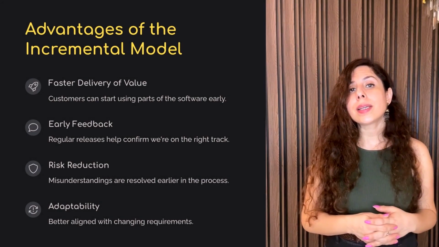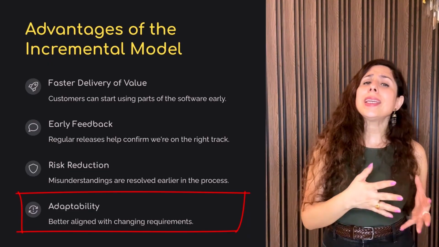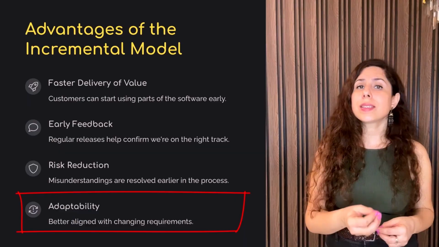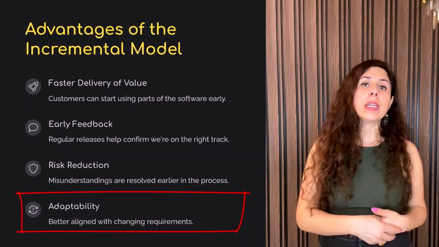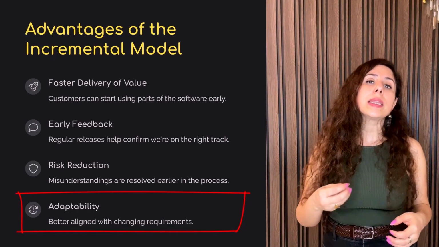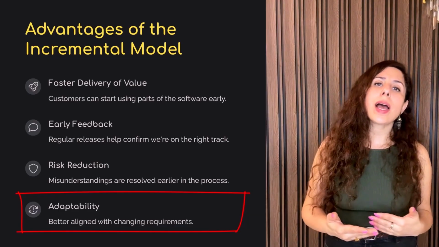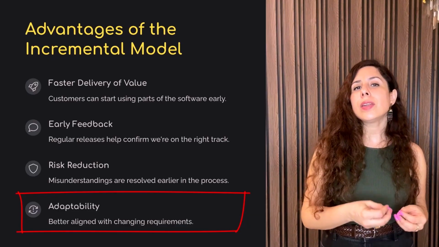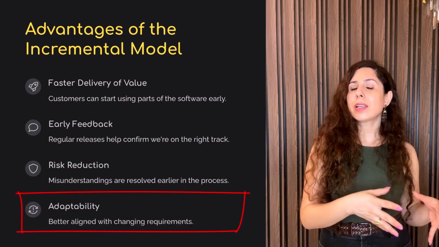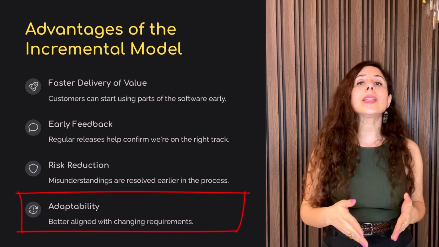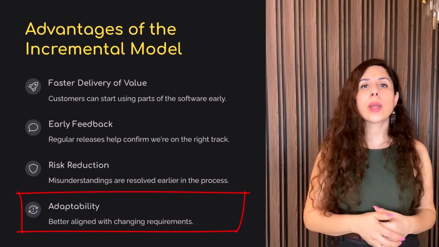Now, the fourth advantage is that it is better aligned with changing requirements. You can easily handle and adapt to the changes in the requirements because you're continuously getting the feedback in every increment. Sometimes the customer themselves don't know what all features they want. But as soon as they see something working, they realize that this is what they want, or this is what they don't want, or this might look good, etc. So if you're using the incremental model, you're open to changing requirements and can adapt really quickly.